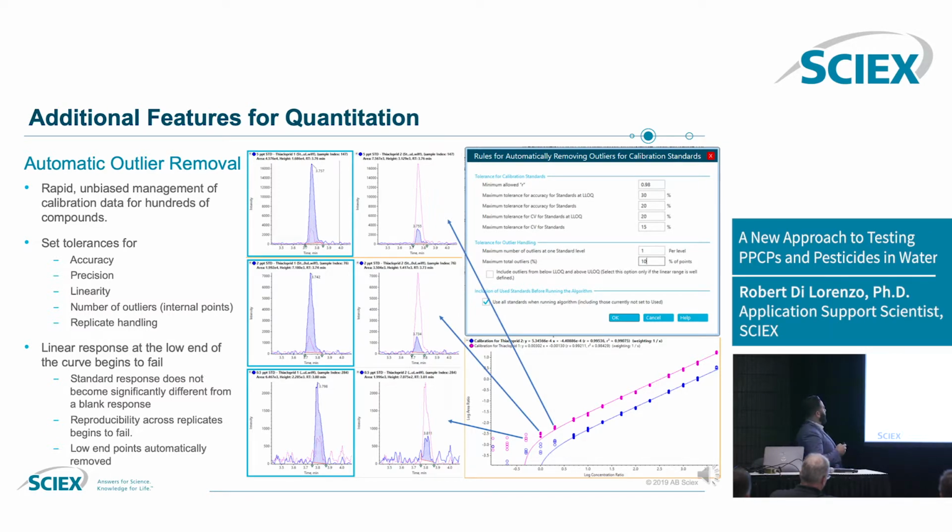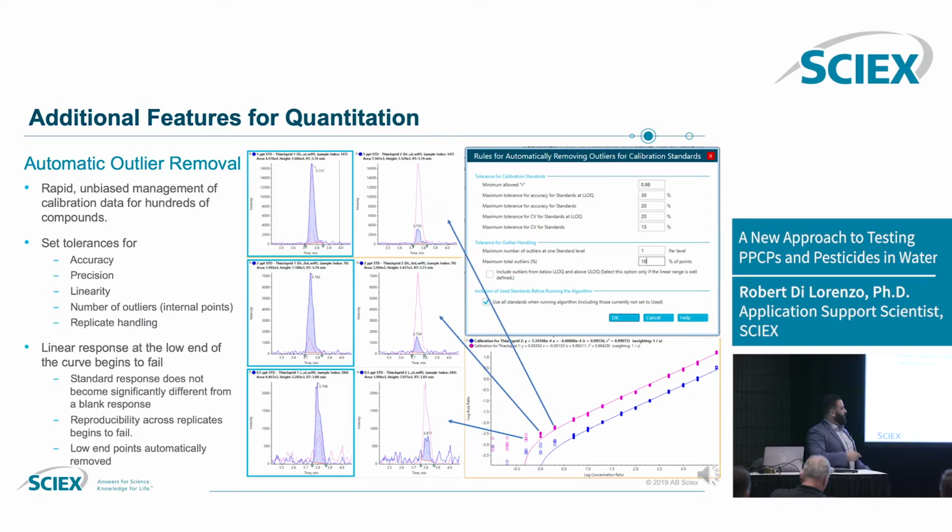But you can have rapid, unbiased, which is key, unbiased management of all of your compounds in terms of their calibration data. Now, this isn't just a checkbox, I promise you. It's not software where you don't know how it works. You dictate how this works. There are certain regulatory environments where you can remove the data points at the low end and the high end of the curve, but you can't remove an interior point.